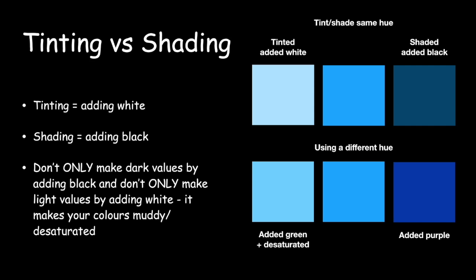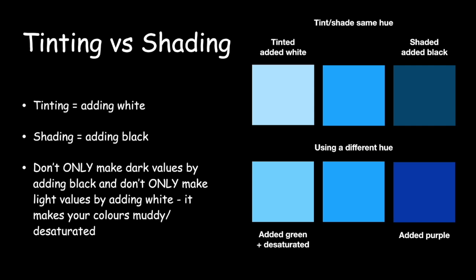Tinting is adding white. However, when you are actually coloring, again, I'll get more into this when I do a video about color relativity, you may not want to only make dark values by adding black and only make light values by adding white. It tends to make your colors very desaturated, because white is naturally desaturated and black is naturally desaturated. So when you're choosing a color that you want to be darker, say you're using it as a shadow on someone or something, you may want to use a different hue entirely.